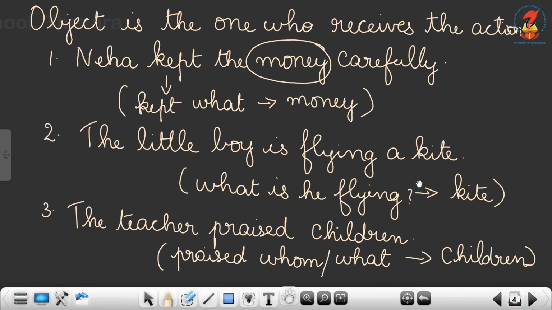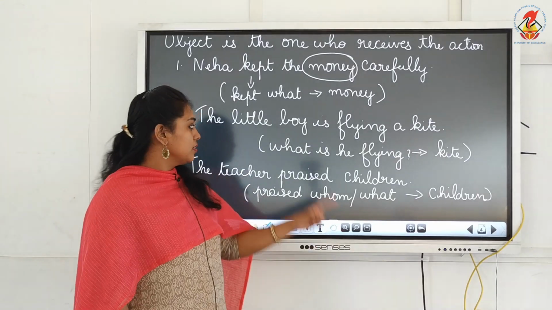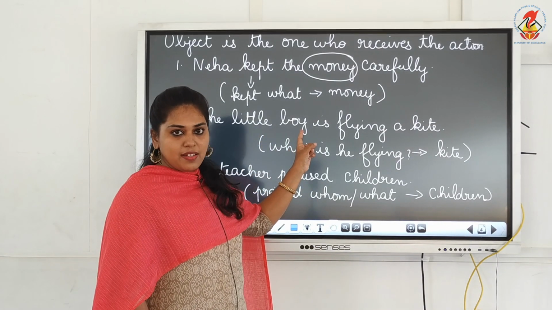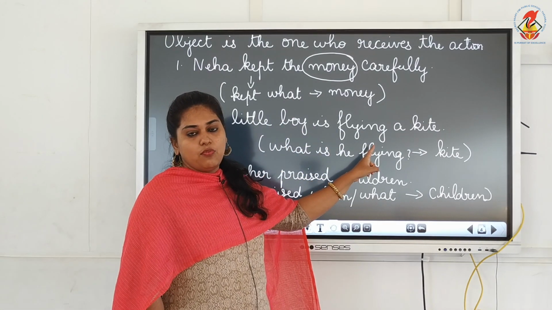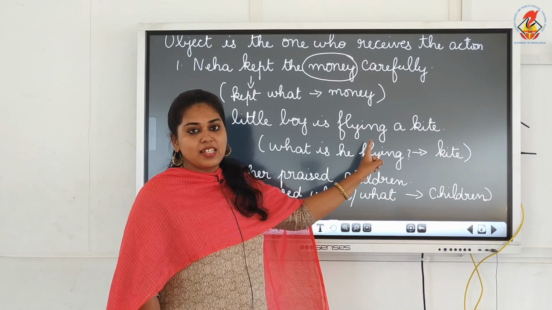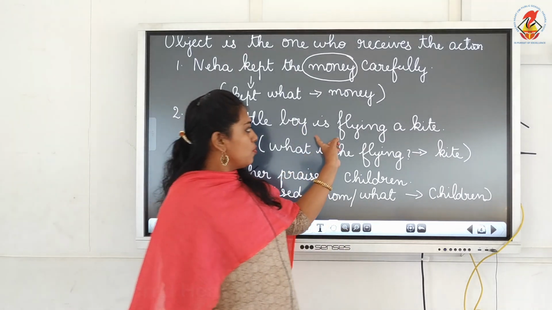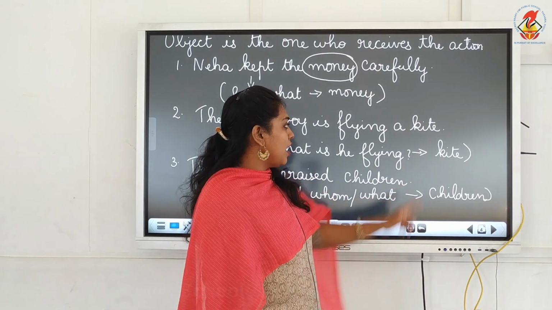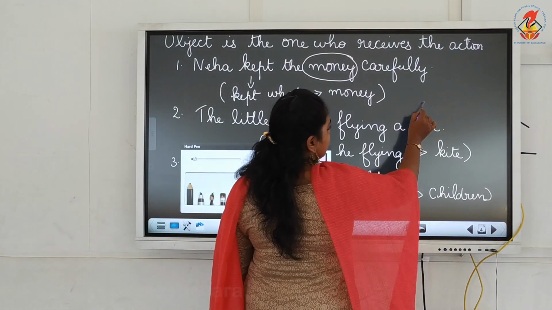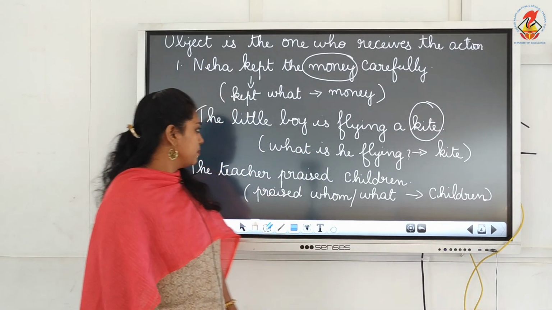Now let's look at the next example. The little boy is flying a kite. What is the subject here, children? Yes, little boy is the subject, right? What is he doing? He is flying. So is flying is the verb here. So what is he flying? He is flying a kite. So a kite is the object. So, kite is the object in this sentence.